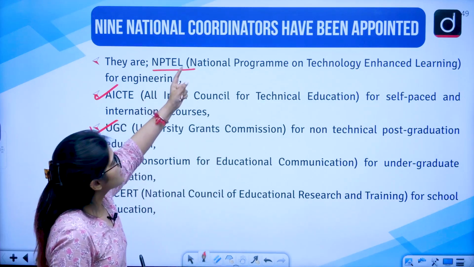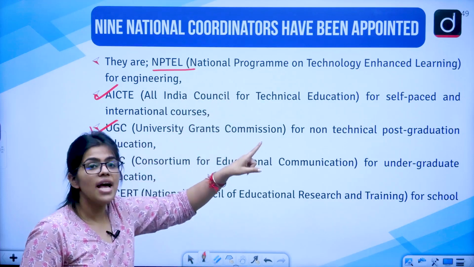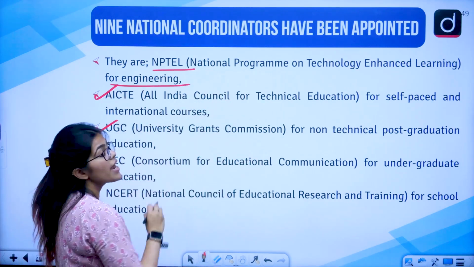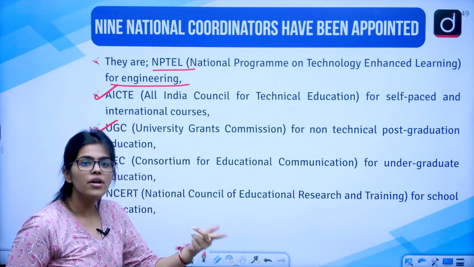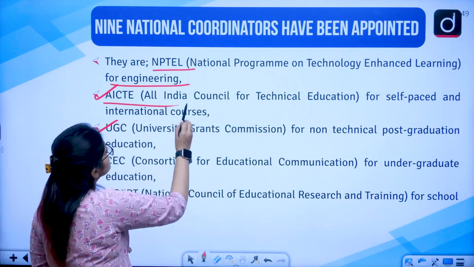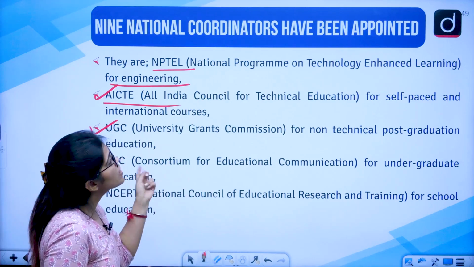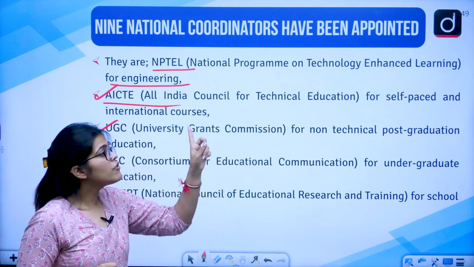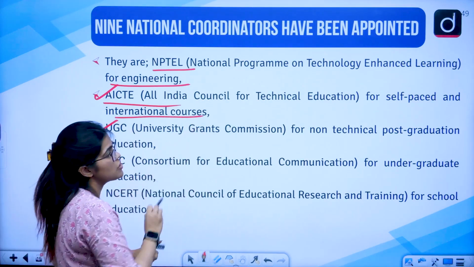They are NPTEL, that is the National Program on Technology Enhanced Learning. This will provide the resource for your engineering courses. AICTE, All India Council for Technical Education, will look for self-paced and international courses.